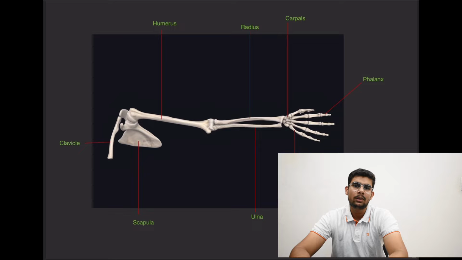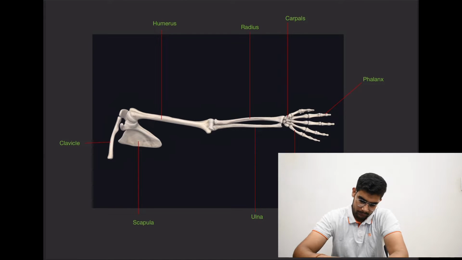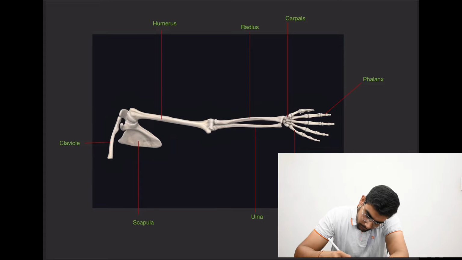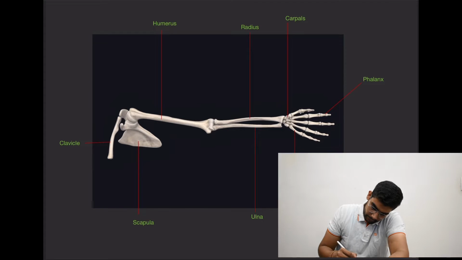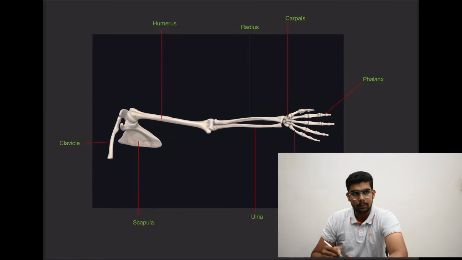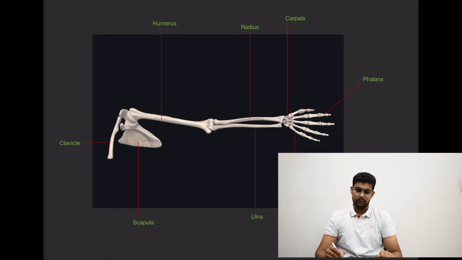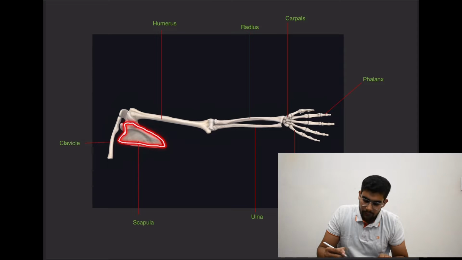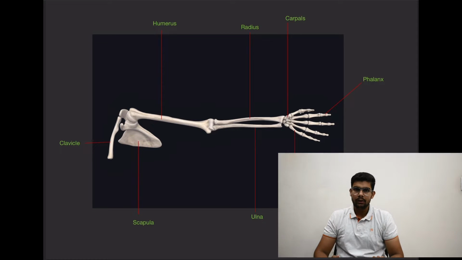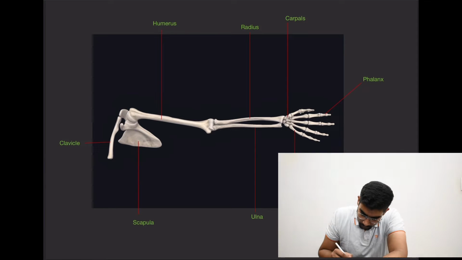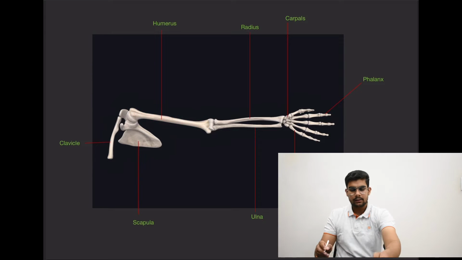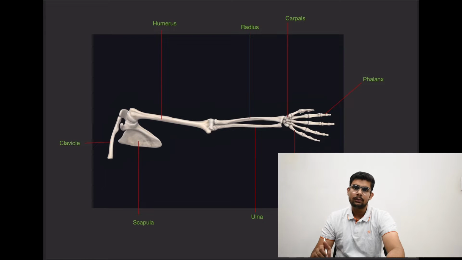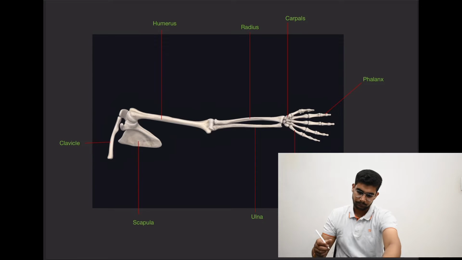Today we will know about bones of upper limb. Upper limb comprises of following bones: the clavicle, which is also known as the collarbone and can be palpated from outside; the scapula, which is a triangular bone which helps in the formation of shoulder joint. Then comes the humerus. It is one of the biggest bones in the human body. It is very strong and is the bone of the upper arm.